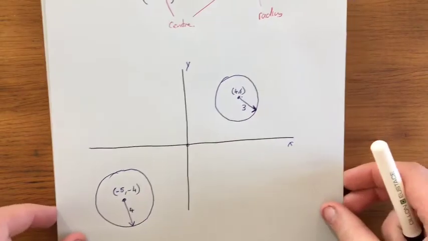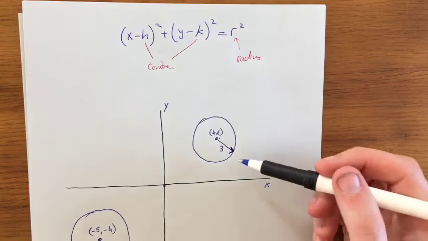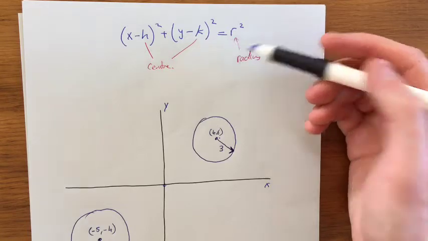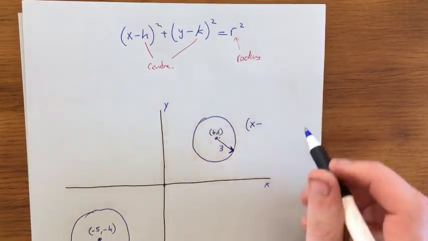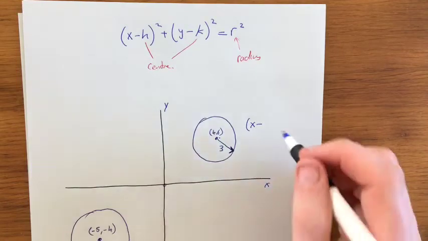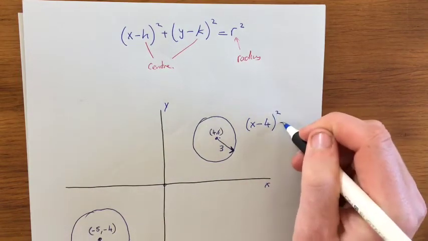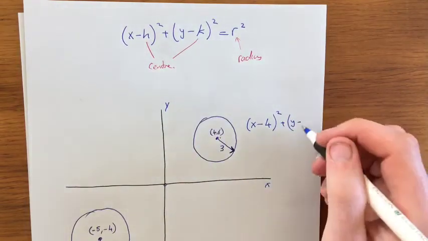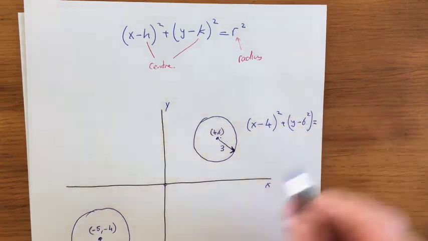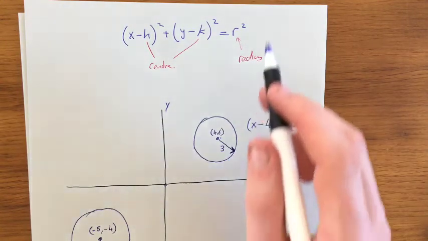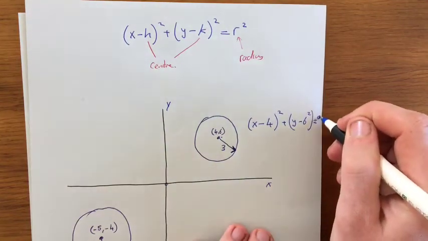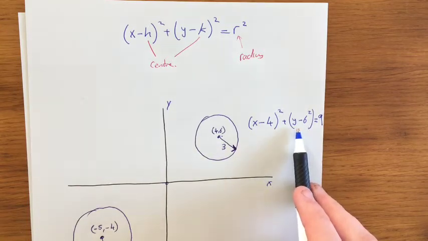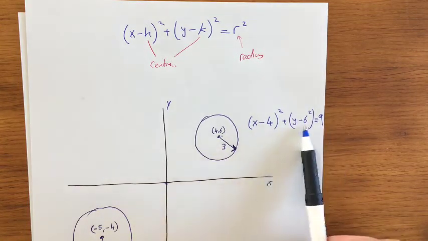It's very simple to do. If we have a look at this circle here, to find the equation, we just fill in this formula. It will be x minus 4, because h is the x value of the center, squared, plus y minus 6, squared, is equal to the radius squared, which will be 9. And that is your final answer. You do not need to multiply out these brackets, but that is the equation of that circle.